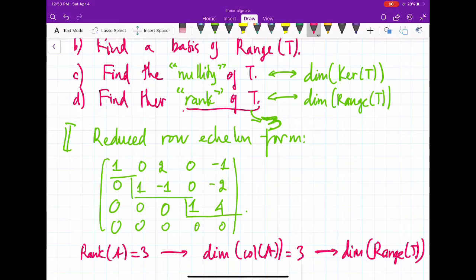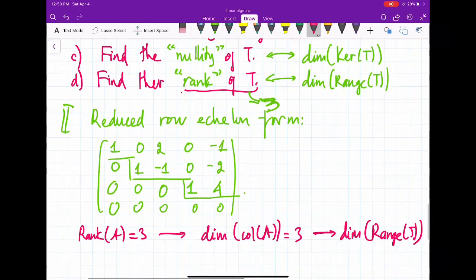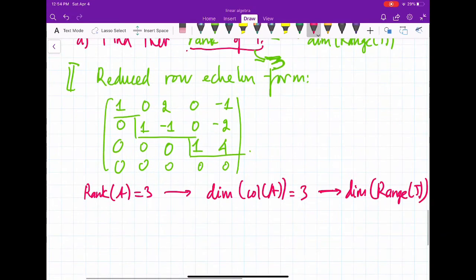Which is called the rank of T. Agree? So we have the answer for question D. Secondly, we can see the dimension of the null space of A, which is called the nullity of A, right? That is equal to 5 minus 3.